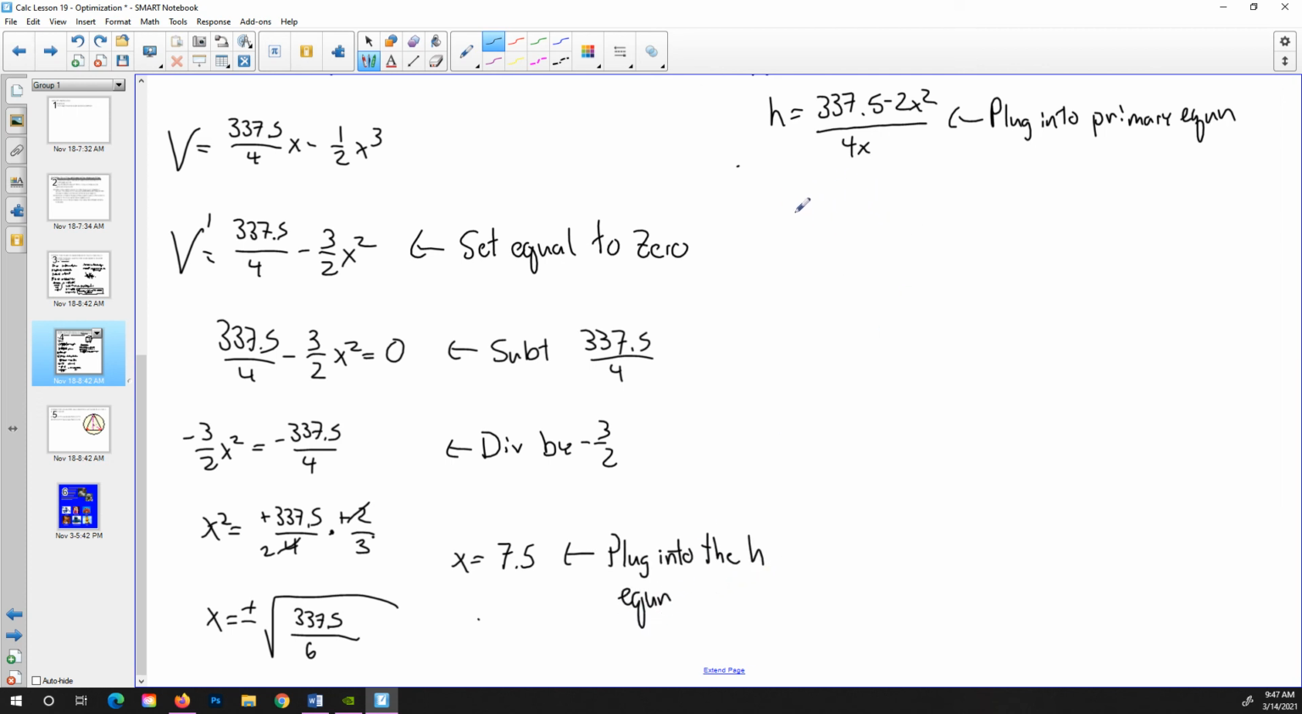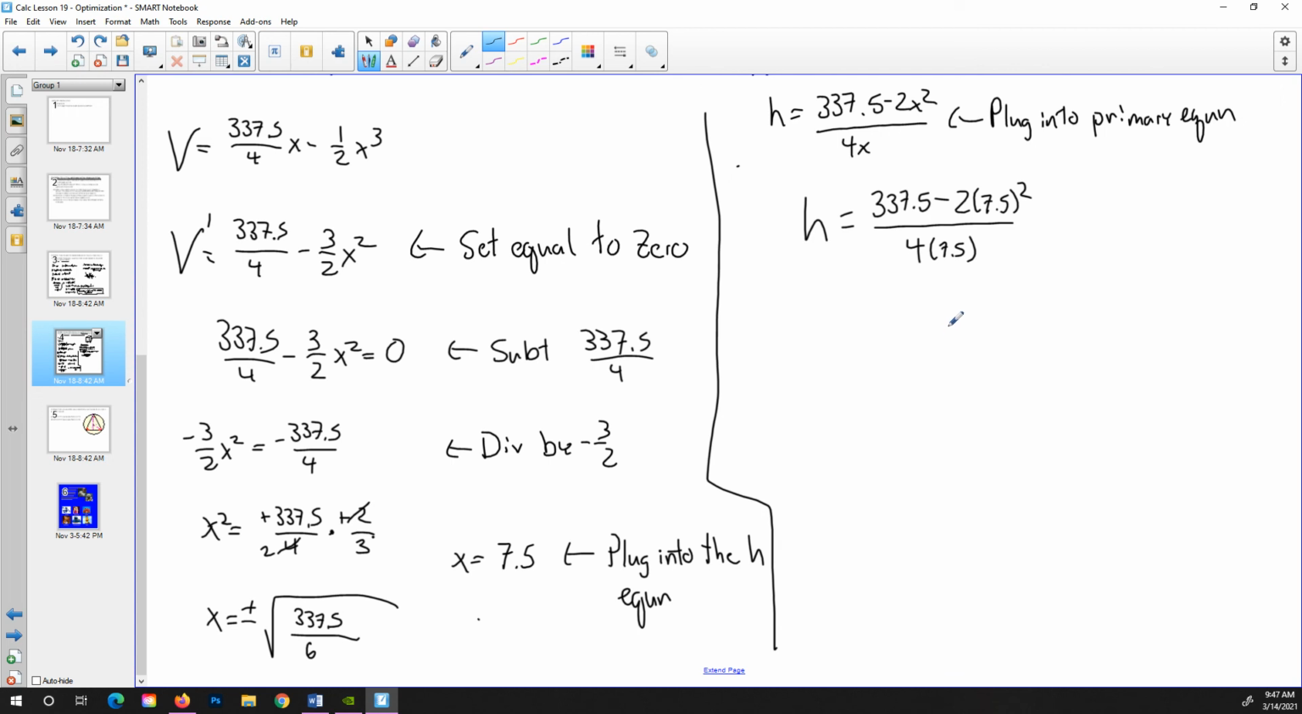And so I come right back up here. H is equal to 337.5 minus 2 times 7.5 squared all over 4 times 7.5. And you can plug this into your calculator, but it also comes out to be 7.5.